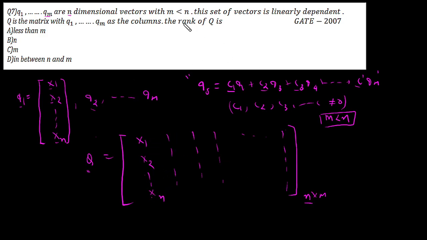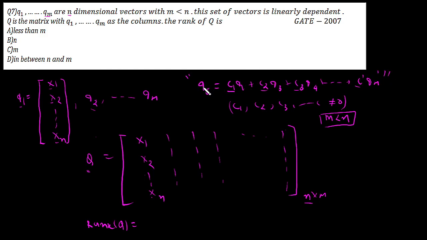And now they're asking about the rank of this matrix Q. The condition given is that this set of vectors is linearly dependent. Then what does it mean? Simply, if we perform some column operation on this matrix, then we can easily reduce at least one column to this 0 0 form. Let's take again the example of this.